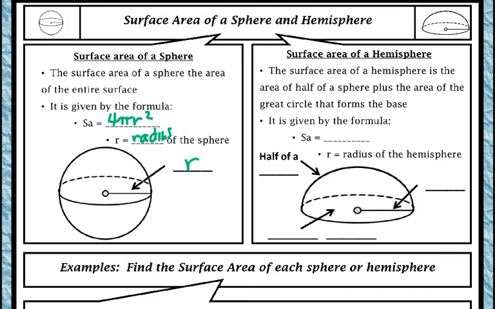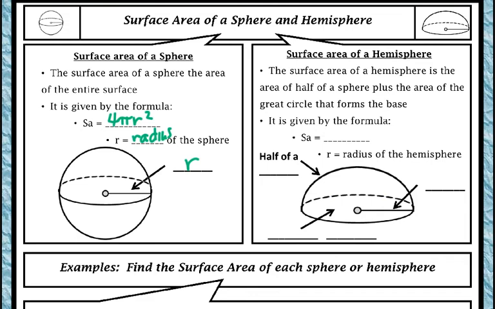Now, the surface area of a hemisphere. So a sphere does not have any lateral area, by the way, because there's no base. So there's just total surface area. That would also be the lateral area or whatever you want to call it, but it's just the total surface area of the sphere.